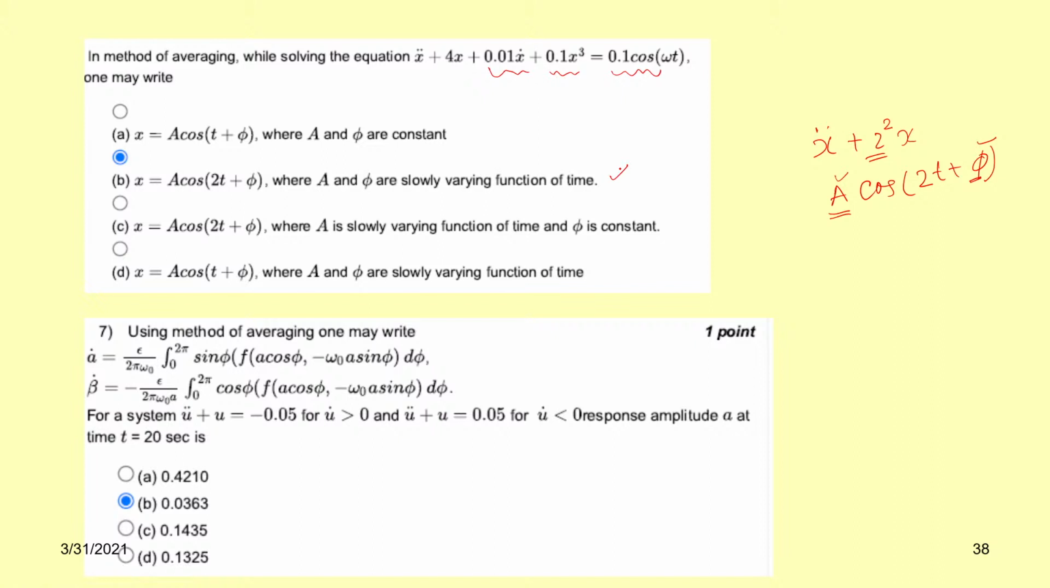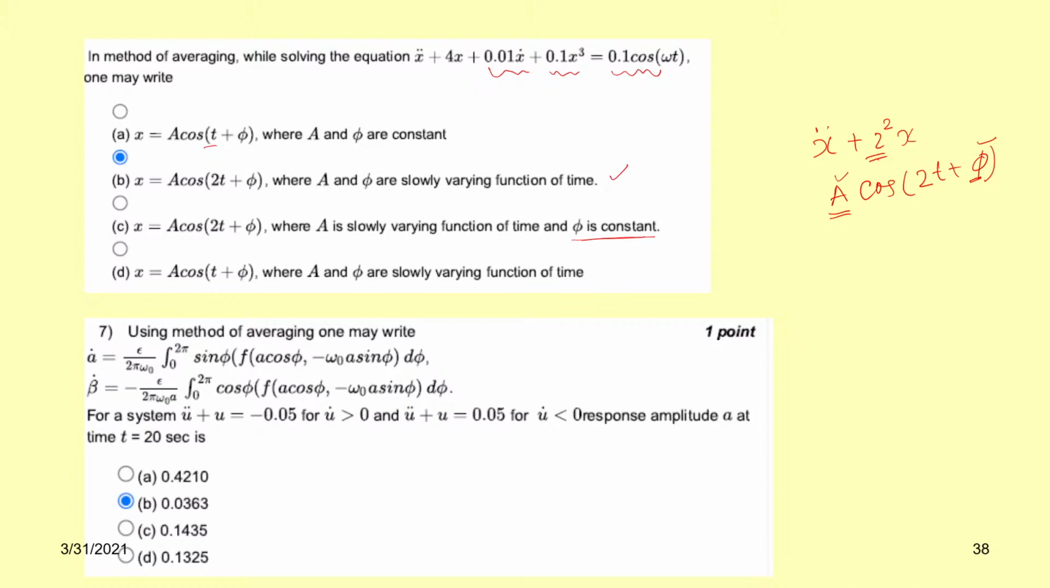For the other options, the first option is a cos t, but as you have 4 here, it must be 2t, not t, so that is wrong. In another option, 2t is written, but a is a slowly varying function of time while phi is constant, but phi cannot be constant, phi also should be a function of time. So option B is correct in this case.